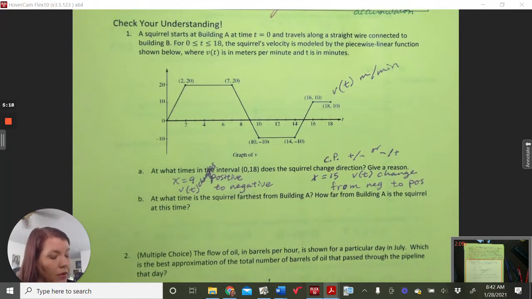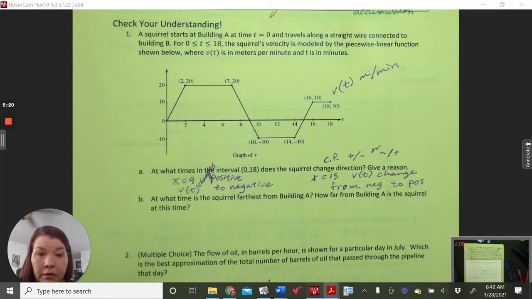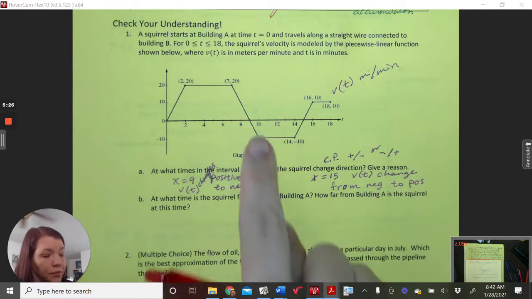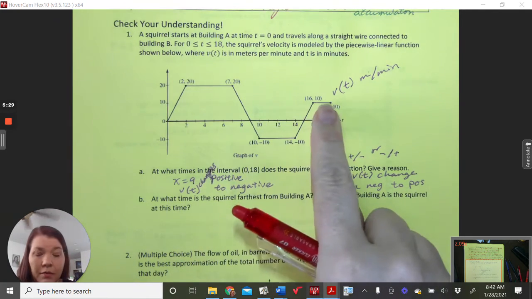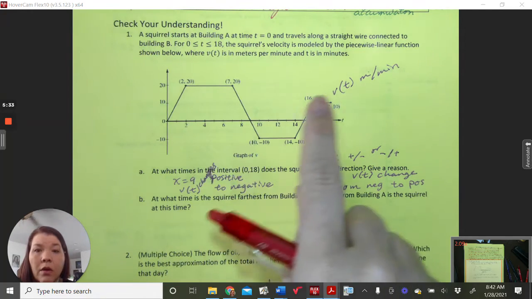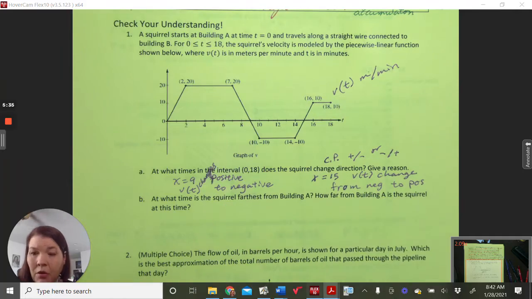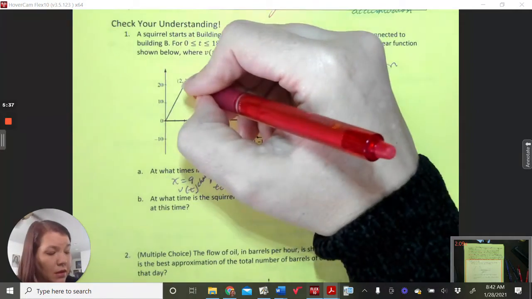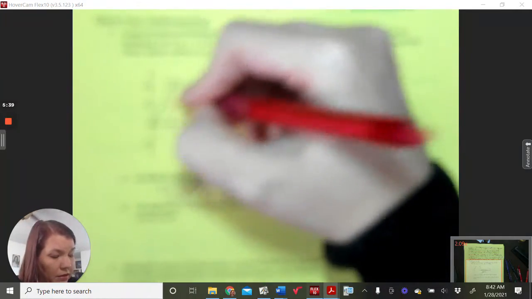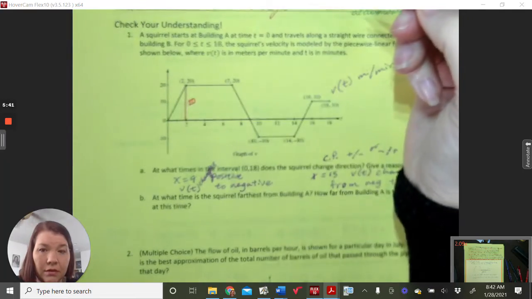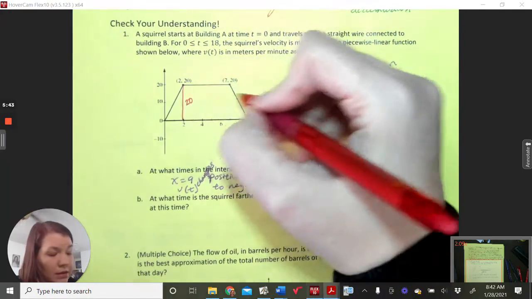At what time is the squirrel the farthest away from the building? How far away is it? Okay. So positive, negative, positive, right? And so we might need some areas here. I'm going to go ahead and find them just in case I need them. So this is 20. That's my height. And this is a trapezoid.